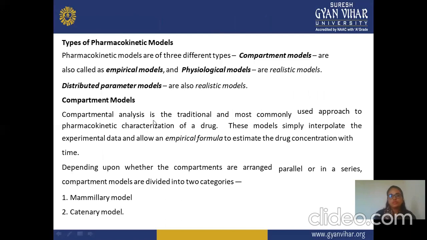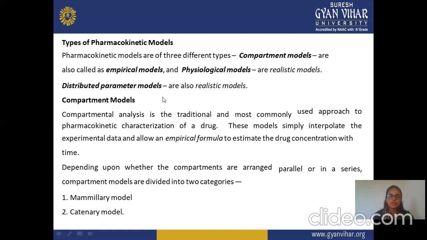After this, the types of pharmacokinetic model. We already discussed the definition, and now we discuss the compartmental model. The compartmental model is also known as the empirical model. Next is the physiological model, which is known as the realistic model. The third one is the distributed parameter model. These are the different models for pharmacokinetic parameters.